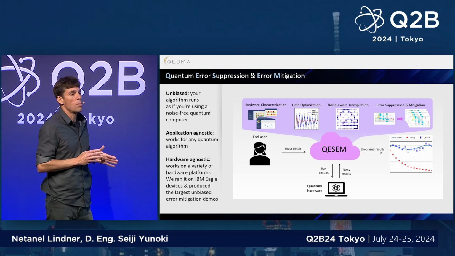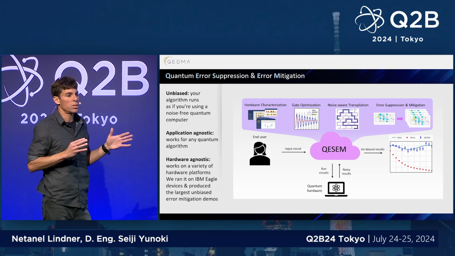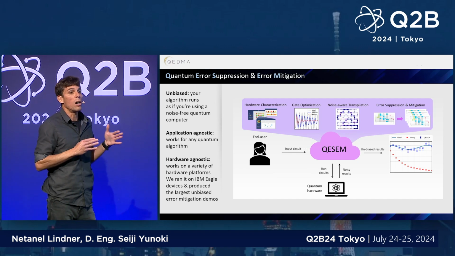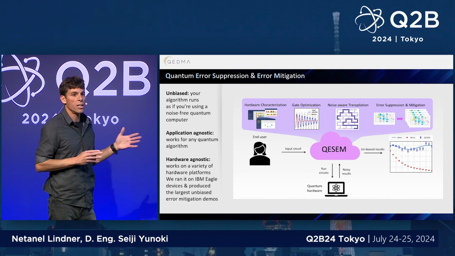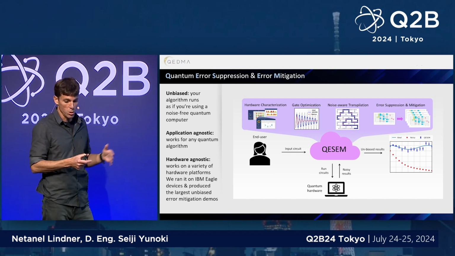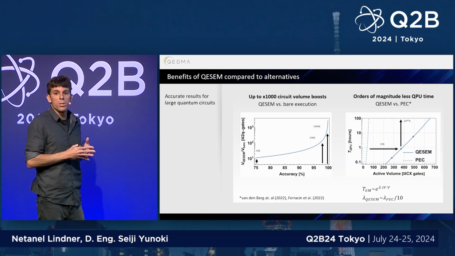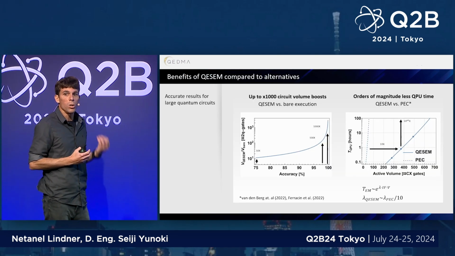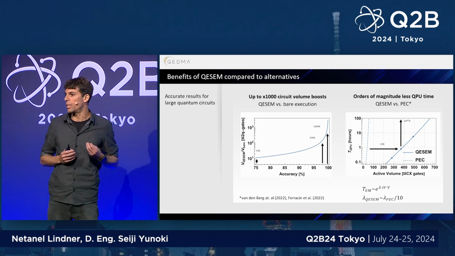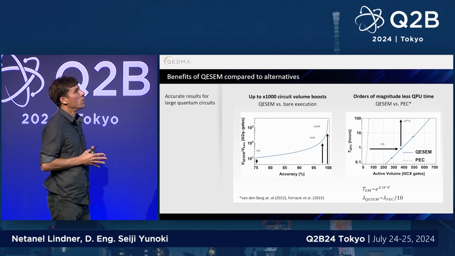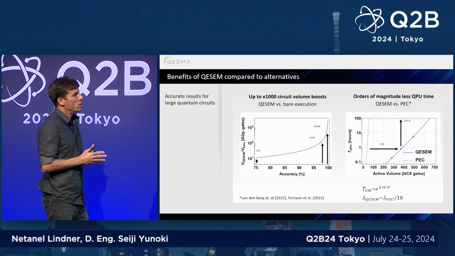Now, QESEM is also application agnostic, meaning that it works for any quantum circuit you want to run. And it's also hardware agnostic, meaning it can run on a variety of hardware platforms, and I'll show you several demonstrations. Two important numbers I want you to keep in mind, which basically quantify the benefits of using QESEM for performing error mitigation. The first one is something we call the circuit volume boost, and it goes the following.